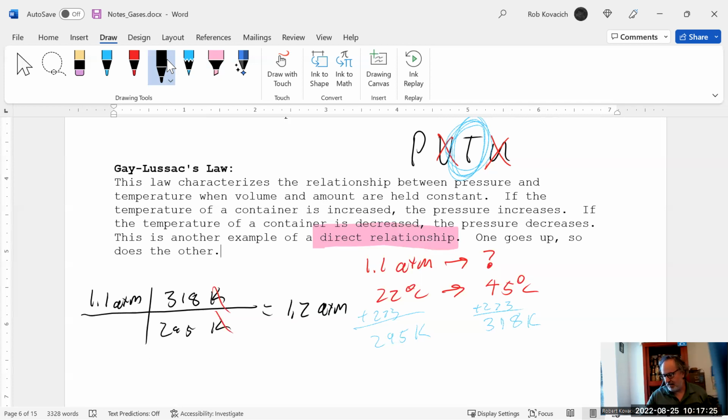Okay, that might not seem like a lot, but it is. It's almost a 10% increase in the pressure. So that would be significant.